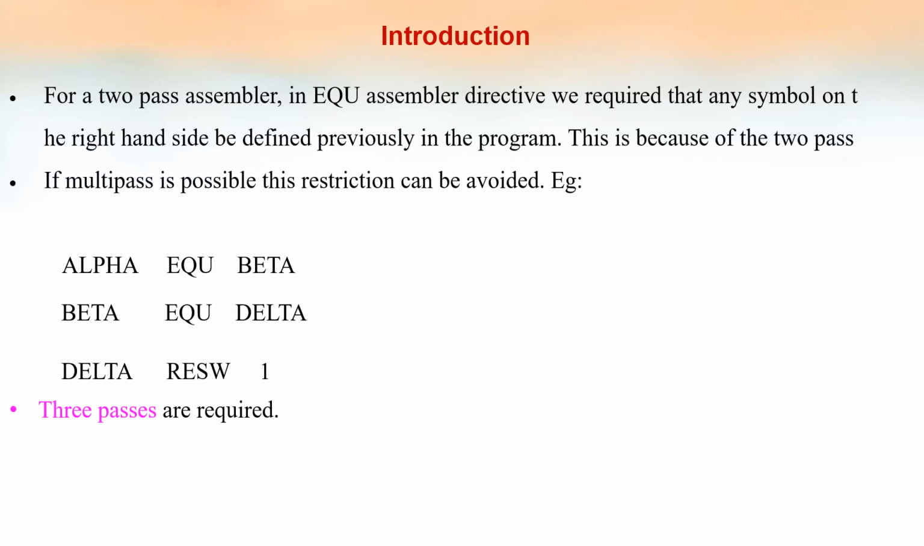For a two-pass assembler we have seen that when we use the EQU assembler directive, the symbols which are used on the right hand side should be defined previously in the program. This is because only two passes are required. So in multi-pass, this restriction can be avoided. For example, consider these definitions of the symbols: alpha EQU beta, beta EQU delta, delta RESW 1.